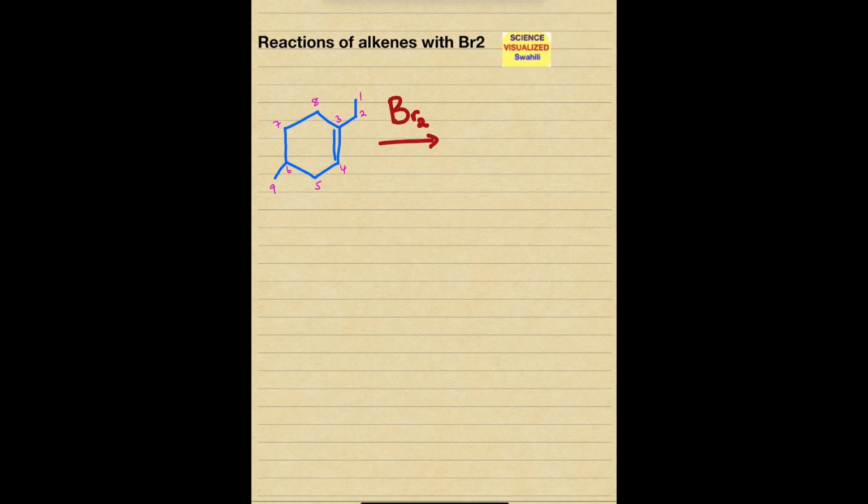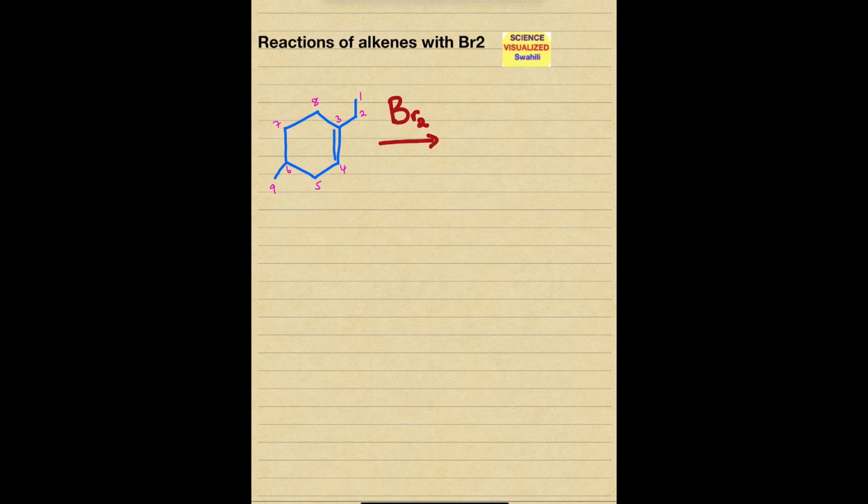The title of our presentation today is on the reactions of alkenes with bromine. If you look at this structure here, you'll see that there is a double bond between carbon number 3 and carbon number 4, and therefore that compound is an alkene. And then that's reacting with Br2, and that's bromine.